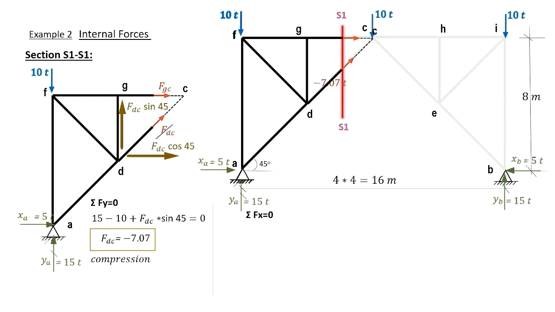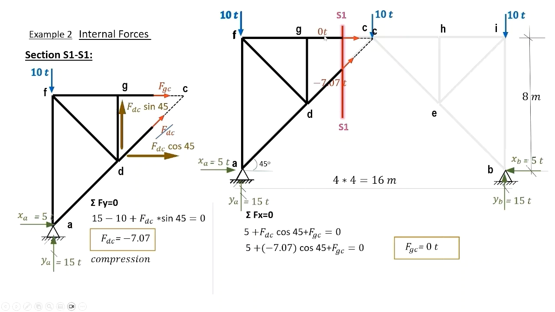We consider the forces in the x direction for the left part of the section. We have 5 tons XA, the horizontal component of FDC and FGC. Note that FGC is previously computed and we substitute by its value and its sign. This gives FDC equals 0 and is plotted on our diagram.